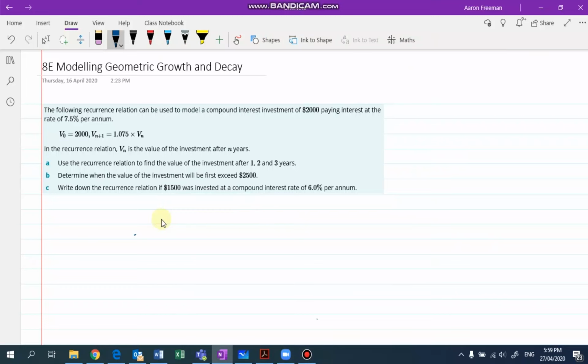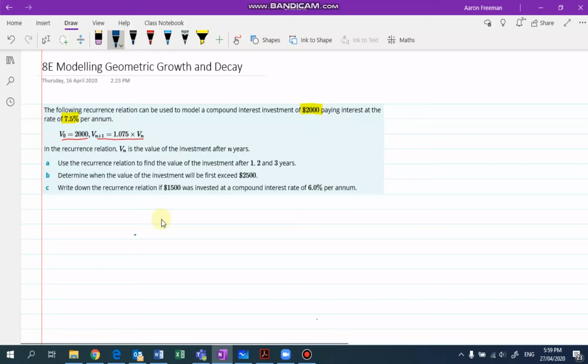Today we're going to look at geometric growth and decay, and using the recurrence relation to calculate the outcome of geometric growth and decay. So in this question we're told that a compound interest model on an investment of $2,000 is paying at a rate of 7.5%, and we're told that V0, so the amount invested, is 2,000 and the recurrence relation is Vn plus 1 is equal to 1.075 times Vn.